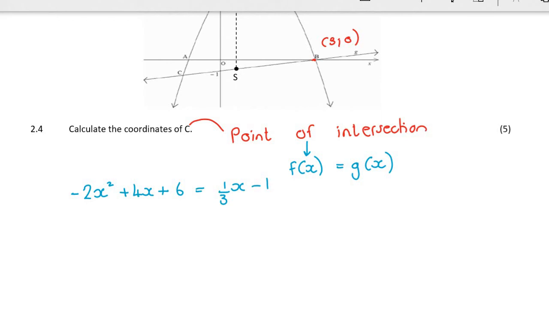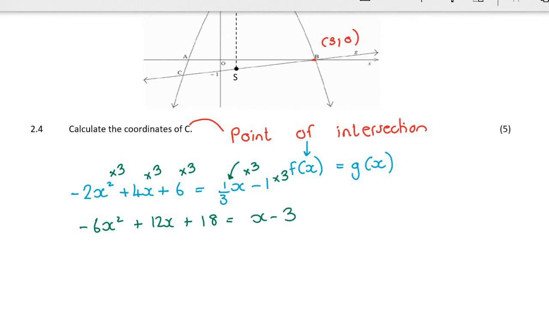Now, personally, I don't like this fraction. I really don't like a third x. It would bother me. So what I would do, just to make my life easier, is I would now multiply every single term by 3. Just because I don't like fractions that much. It isn't the only way to do it, but I would find it the easiest way. So I get minus 6x squared plus 12x plus 18 equals x minus 3.